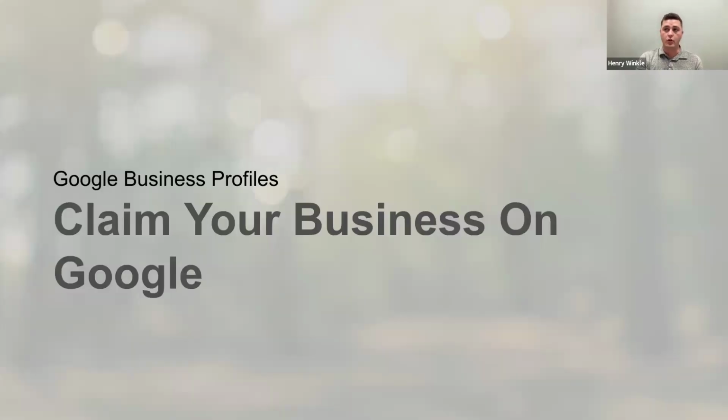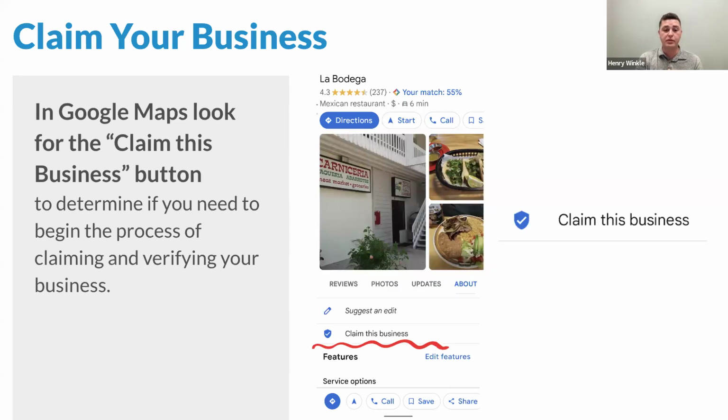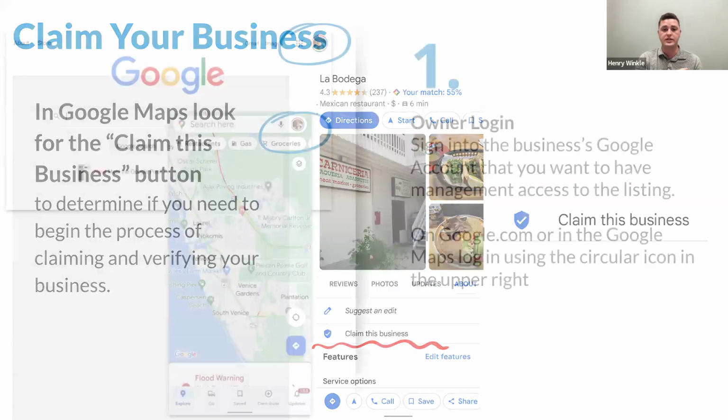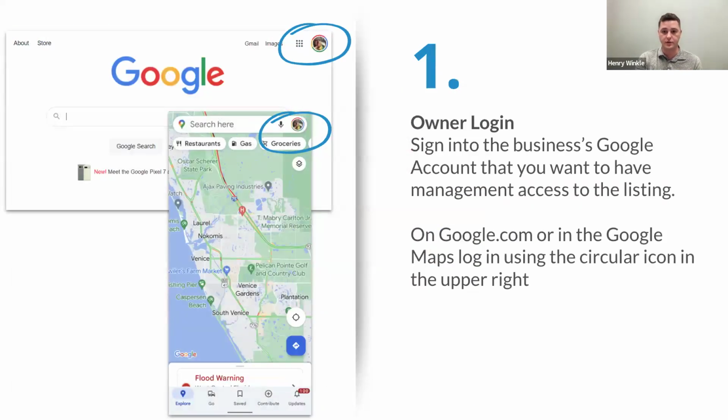So most importantly on Google, this is the one that's typically the most important, but also the most difficult. Again, like I said before, we're looking for Claim This Business on Google Maps. You click that icon and it's going to take us into a login cycle. So you're going to sign in to what account you want associated with that business.